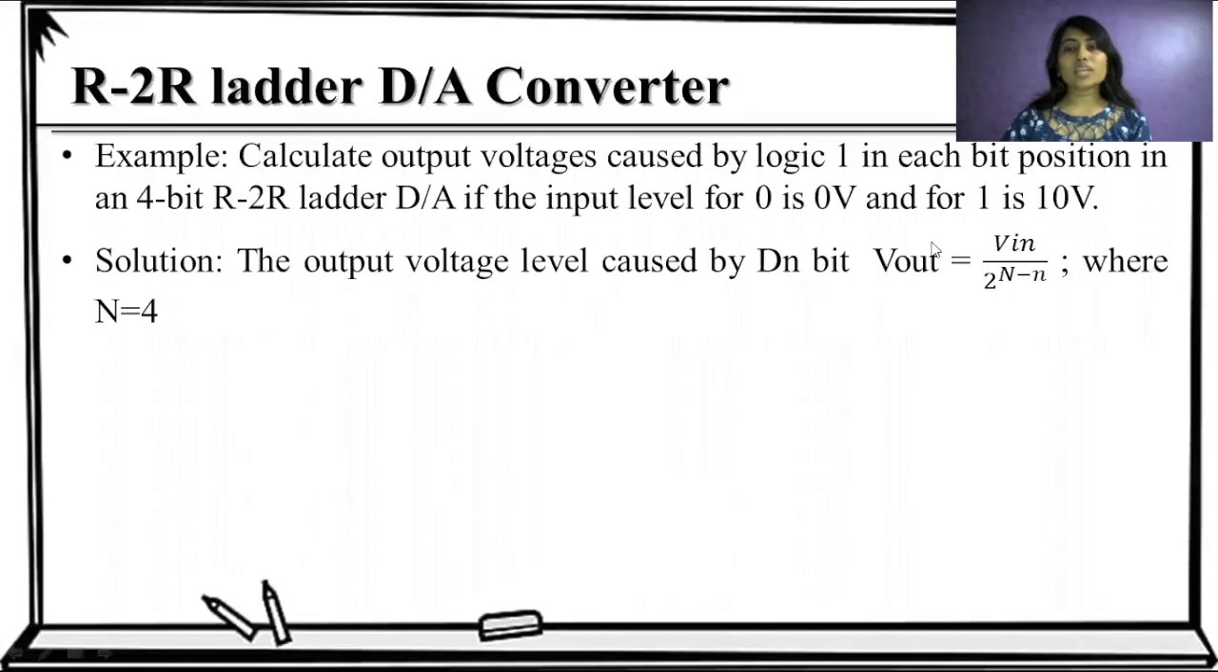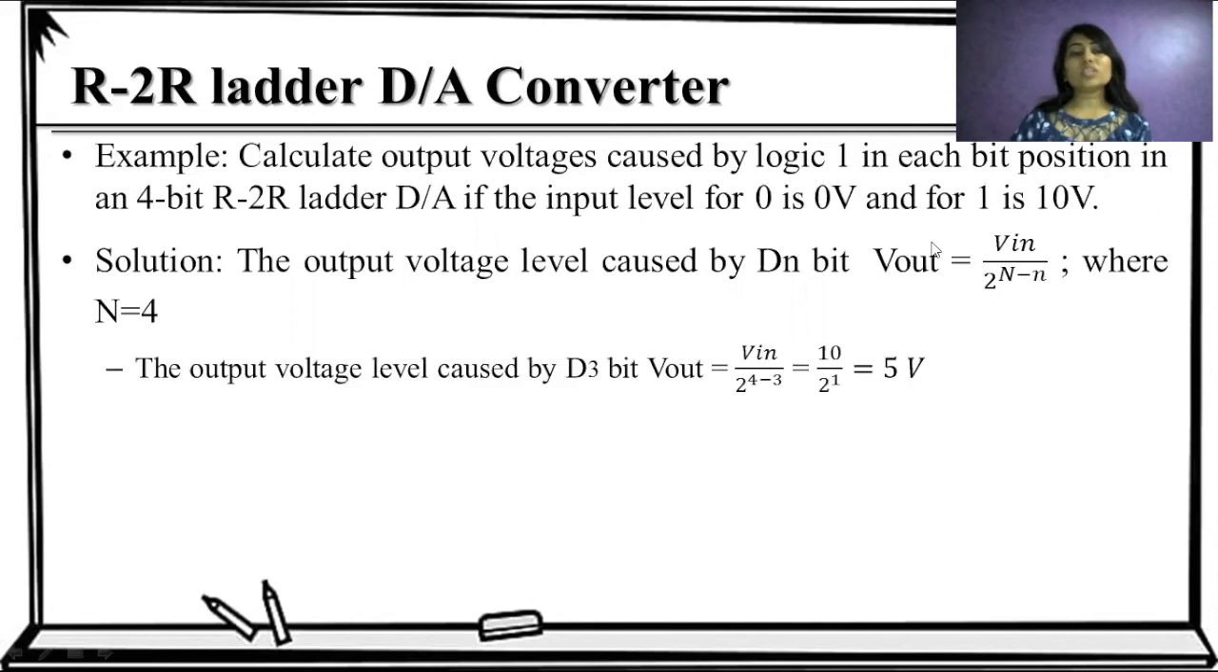So how can we calculate? We have an equation. The output voltage level caused by the Dn bit is Vout equals Vin divided by 2 raised to N minus n, where here N is equal to 4 because there are 4 bits. Now we have a total of 4 bits: D3, D2, D1, D0. So let's start with D3.